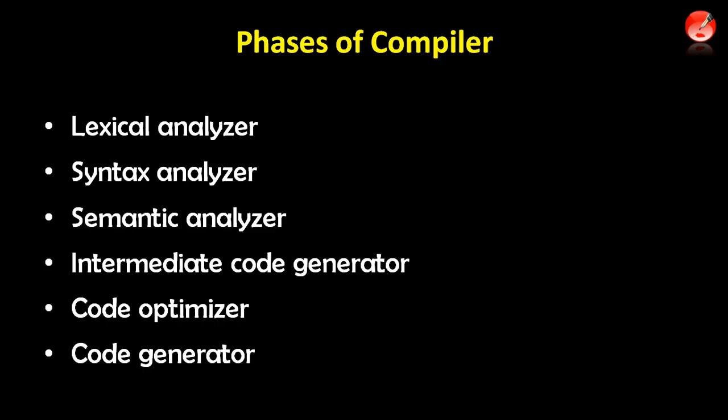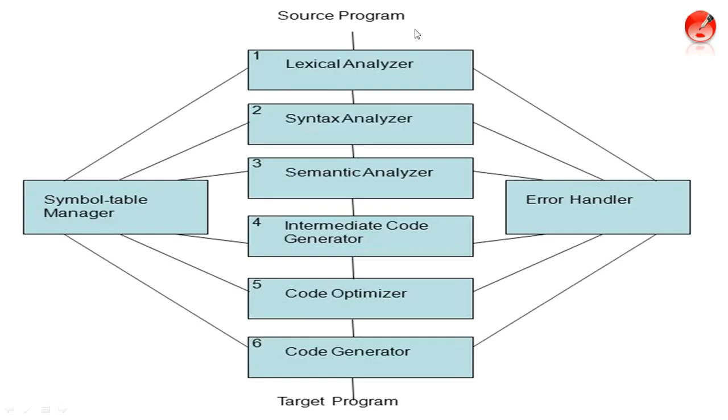These 6 phases are depicted in this picture. Source program is first subjected to the lexical analyzer. The output of lexical analyzer is fed into the syntax analyzer. So our high-level language program crosses all these stages and finally produces the target program. Target program is nothing but the machine level language program. Along with these 6 phases, symbol table and error handler phases are also required.